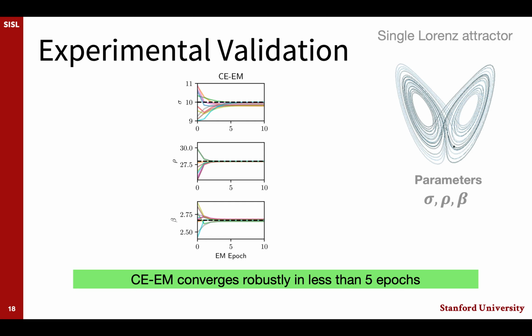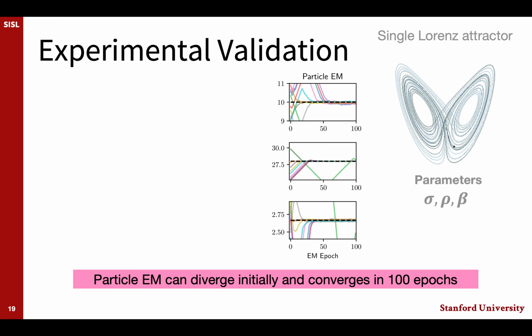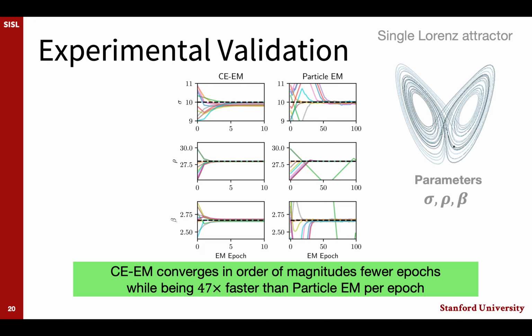We also find that from a variety of initial conditions, we robustly converge to the global optimum in less than 5 epochs of training. When we compare this to particle EM, we find that particle EM actually initially diverges from the global optimal solutions, but over time will converge over the course of maybe 100 epochs to solutions of a similar quality to ours. In terms of per epoch runtime, we find that our algorithm is able to run 47 times faster. And this is because nonlinear least squares can be implemented much more efficiently sometimes than sequential Monte Carlo.